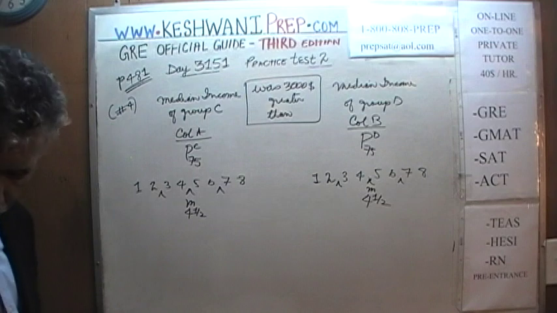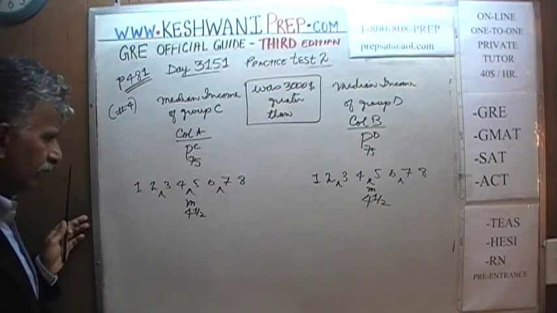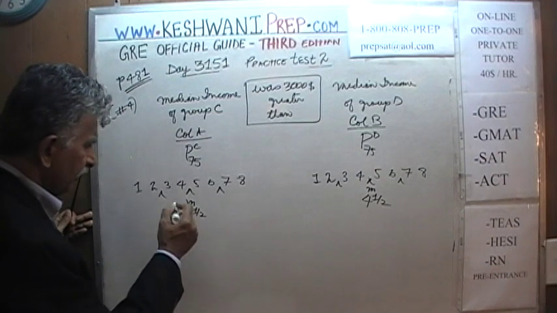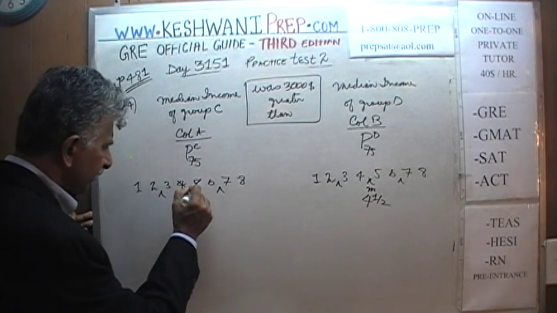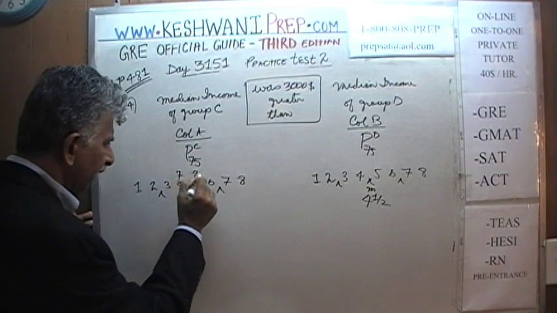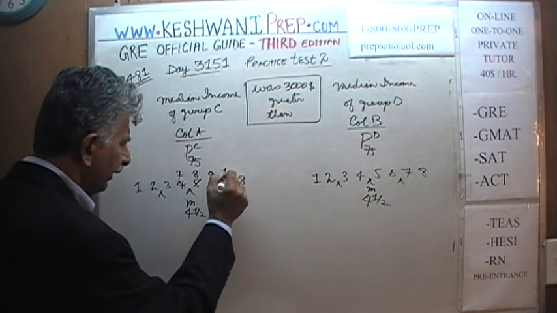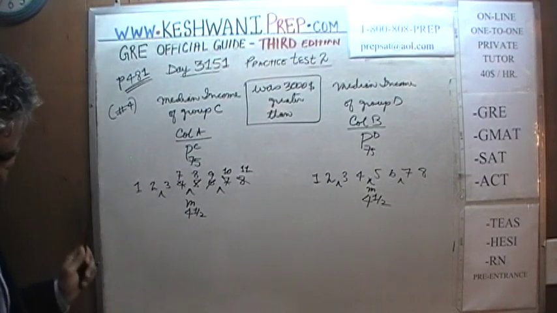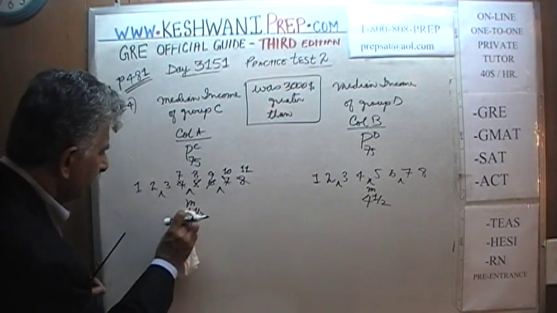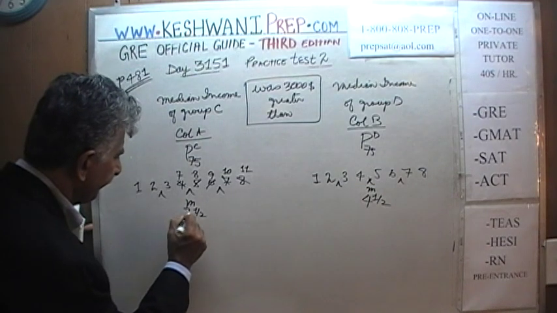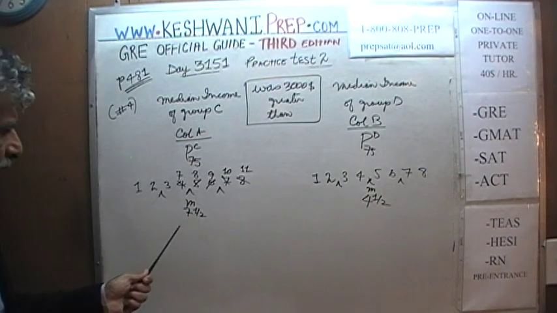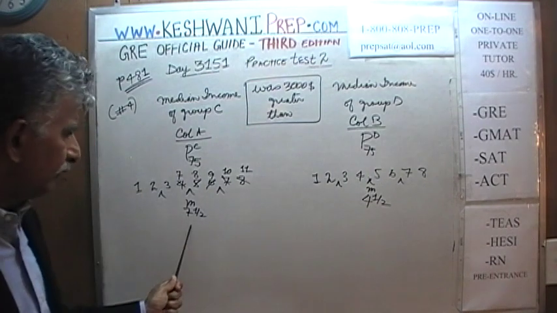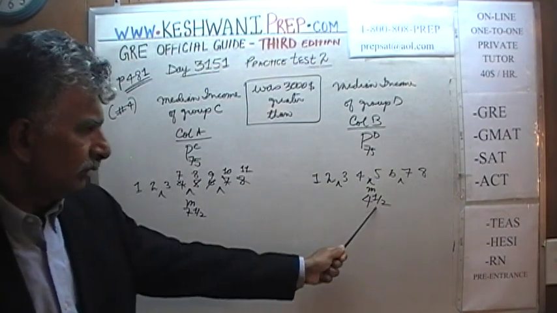So let's fix it, shall we? No big deal. No need to cry. We want the median to be 3,000 more. So instead of 4 and 5, this changes into 7, 8, 9, 10, and 11. So far so good. There you go. Now the median is 7.5, which, as you can clearly see, is more than 4.5. So the median of this group is 3,000 more than the median of that group.